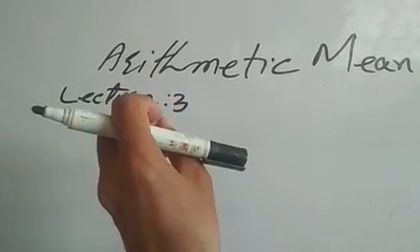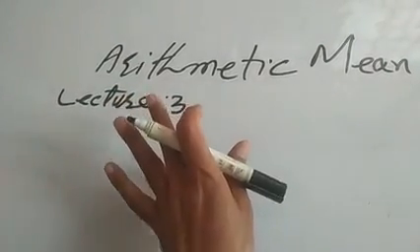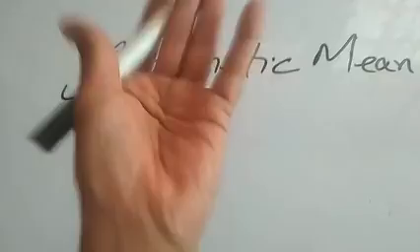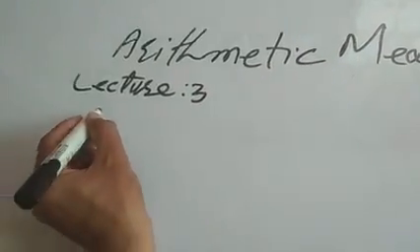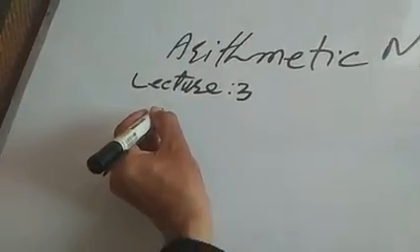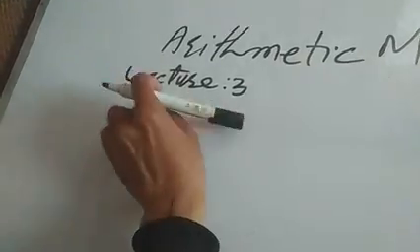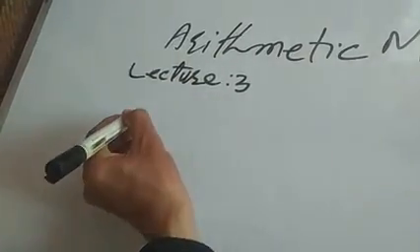It is the third and last lecture on arithmetic mean. After that we will go through other topics. So let us start finding the arithmetic mean using the shortcut method with the help of an example.